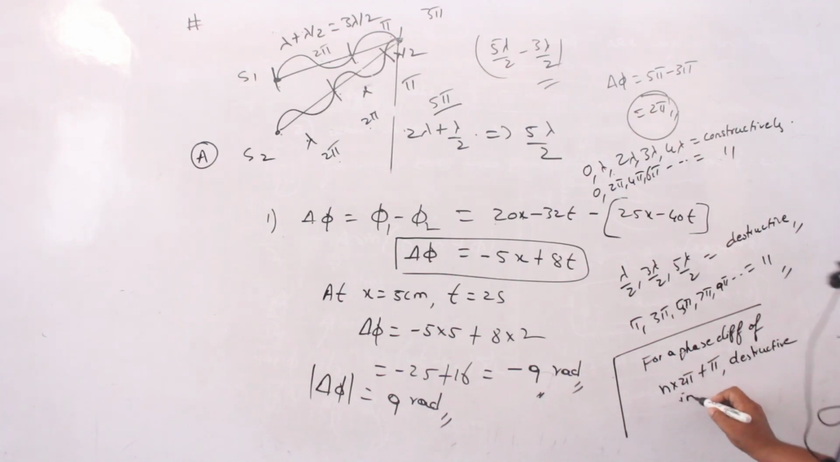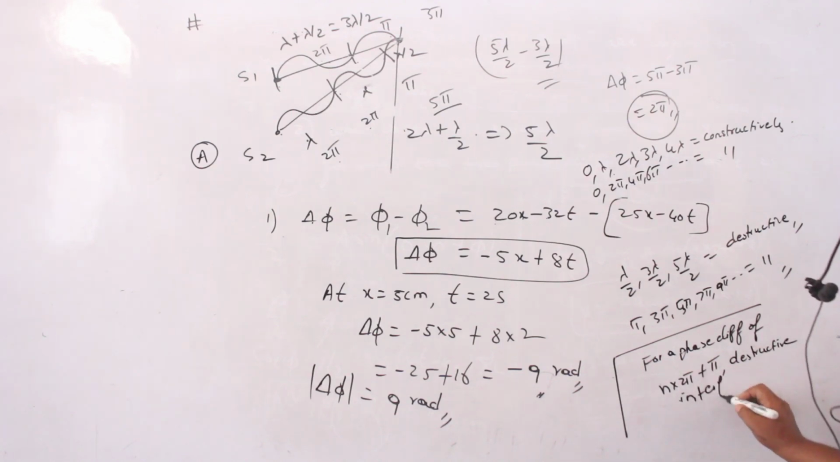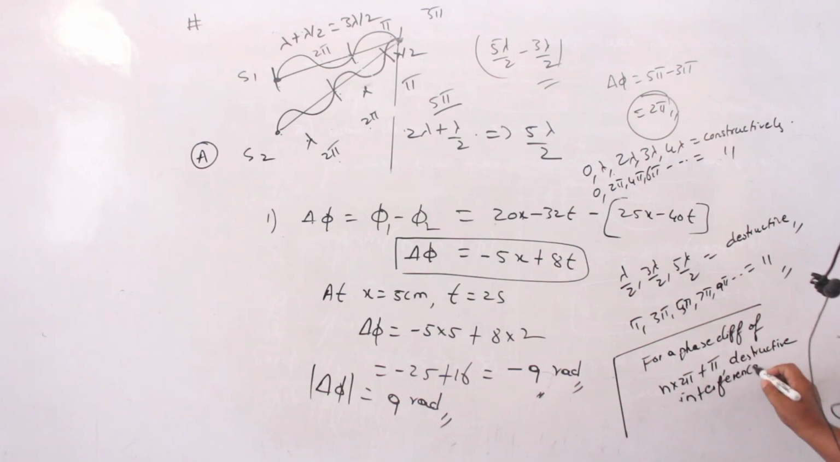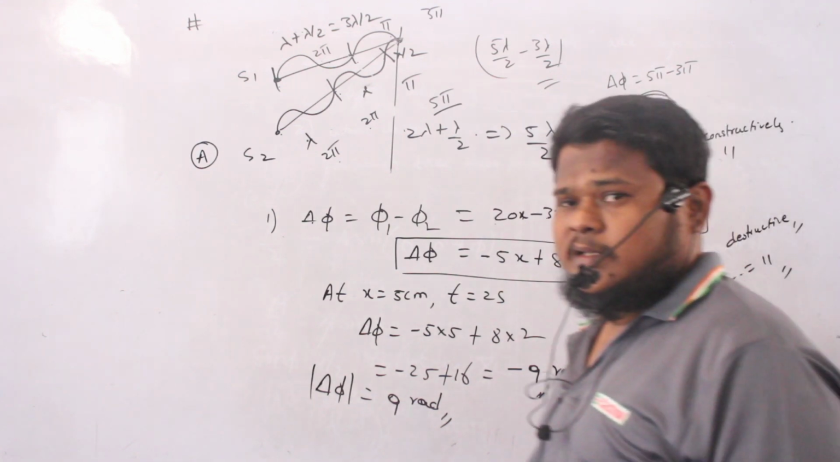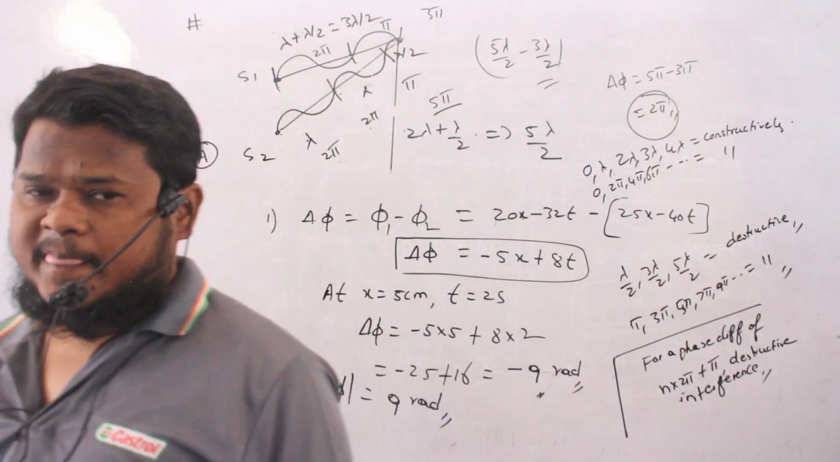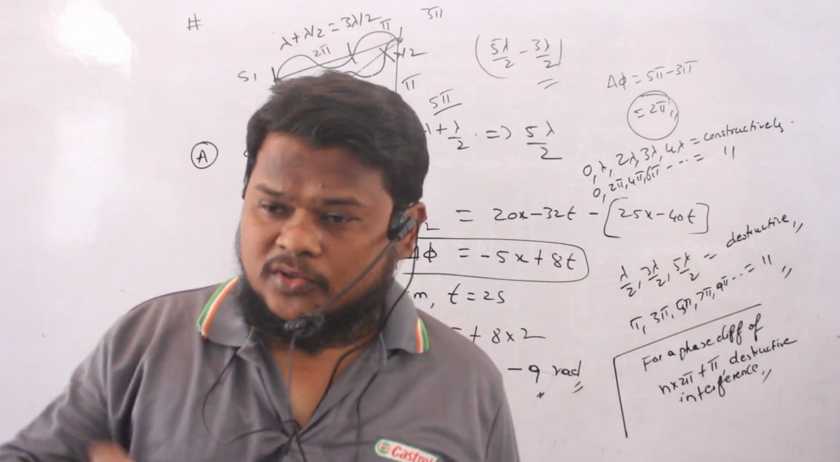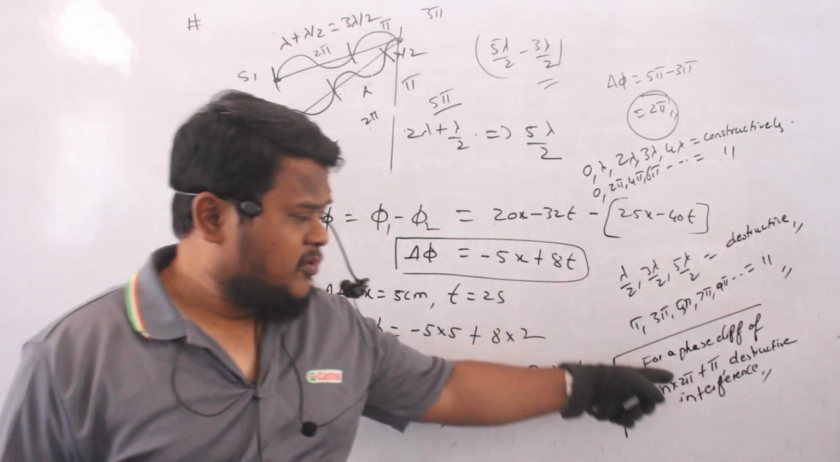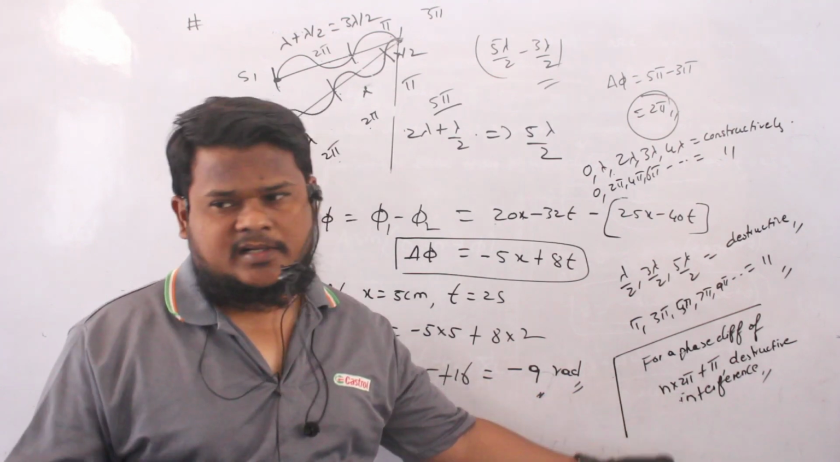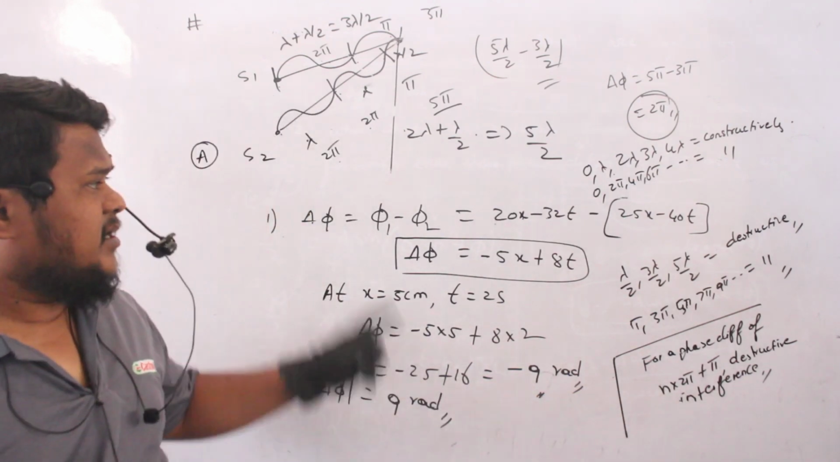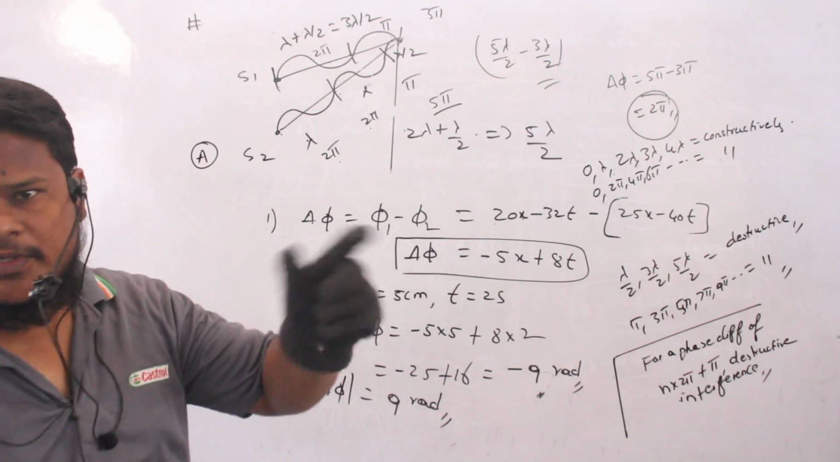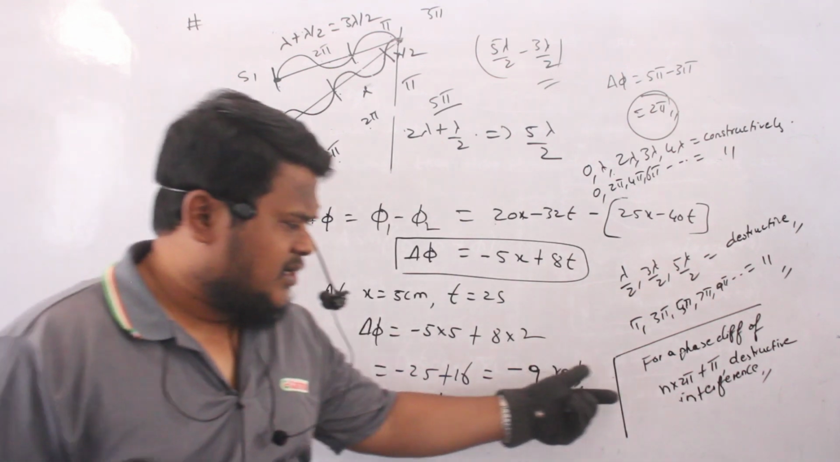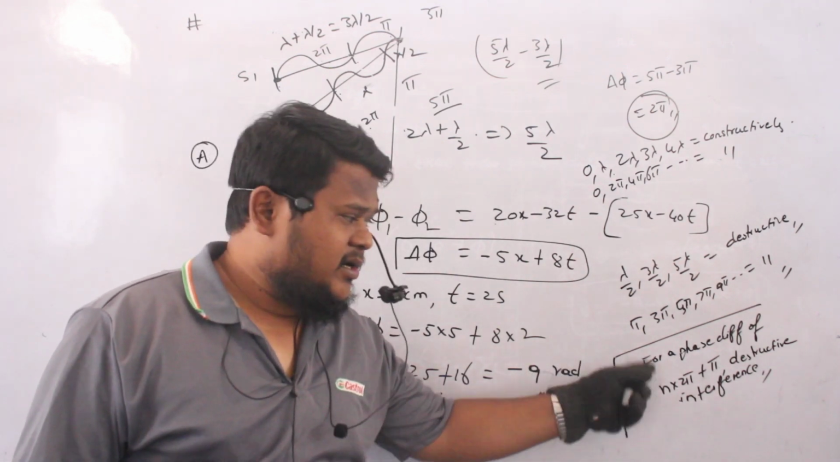This we have already studied. It means for both the waves the phase difference should be pi, or 2 pi plus pi, or 2 pi plus 2 pi plus pi. So definitely one pi should be extra, then I will get destructive interference. Are you able to understand now? That's what we have studied in the last class.